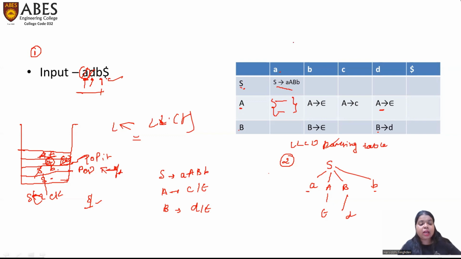So this is our LL1 parsing table, and this is our stack. The principle says that after scanning the input string, when dollar is matched with the stack symbol dollar and all these symbols are popped off, then we can say that the parser is going to accept.